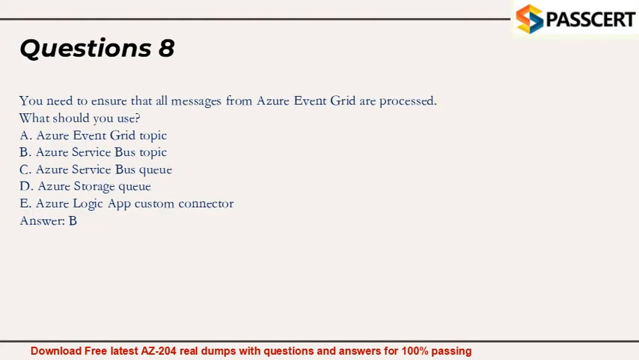Question 8. You need to ensure that all messages from Azure Event Grid are processed. What should you use? A. Azure Event Grid Topic. B. Azure Service Bus Topic. C. Azure Service Bus Queue. D. Azure Storage Queue. E. Azure Logic App Custom Connector. Answer: B.